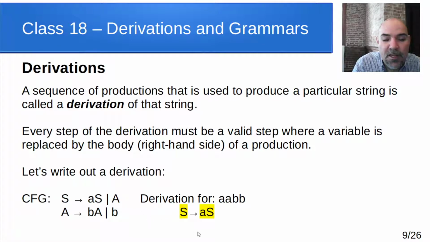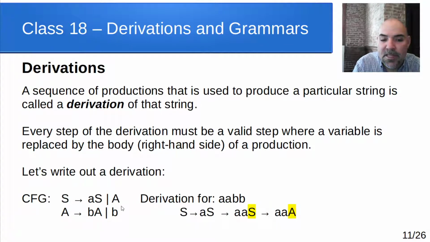What that's going to do is we're going to use this variable S and replace it with aS. At each step, I'm going to highlight the variable that was used and what it was replaced with on the right-hand side. Notice this replacement, S producing that, came directly from this production over here. Now we're going to replace S again, picking aS again, that same production. The S in the string gets replaced with the right-hand side again, the aS from over here. And now we're going to replace S again. This time we're going to use S produces a.